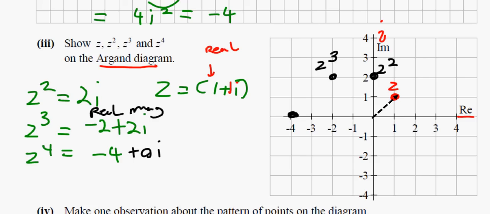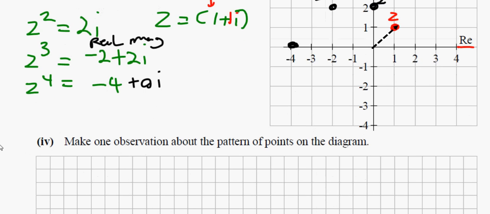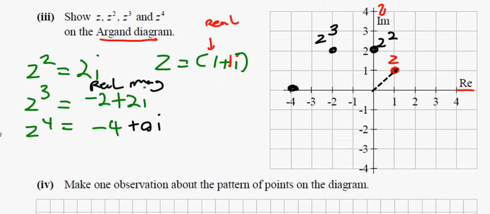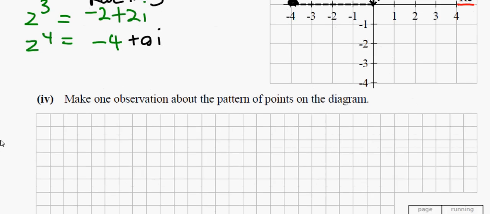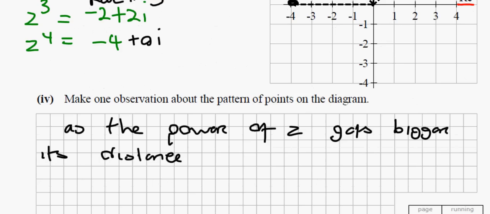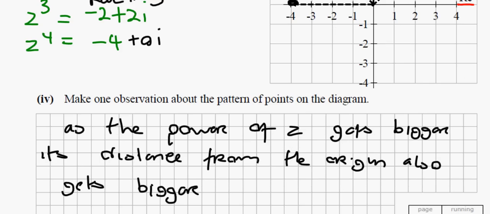Now, question part E makes one observation about the pattern of points on the diagram. What I ask you to look at is the distance from the origin of each one. As the powers get bigger, so does the distance from the origin. So as the power of Z gets bigger, its distance from the origin also gets bigger. That's the answer to that section there.